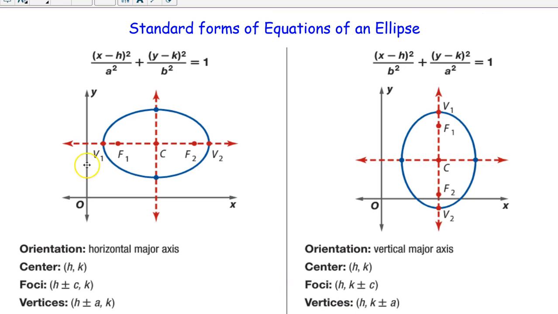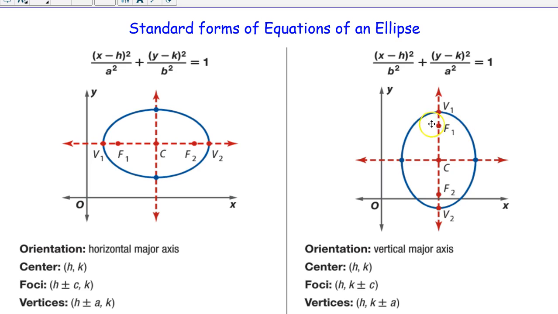If its orientation is horizontal, the major axis is horizontal, and we have (x − h)² / a² + (y − k)² / b² = 1. Remember, a is always greater than b, so the greater number we have to call a. Whenever this a, the greater number, is under (x − h)², we can see that the ellipse's orientation is horizontal.